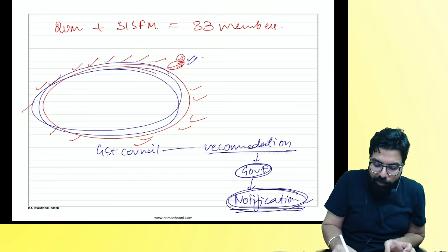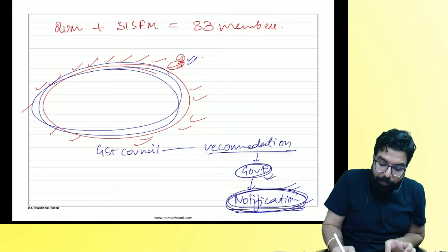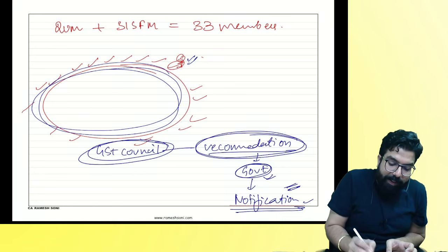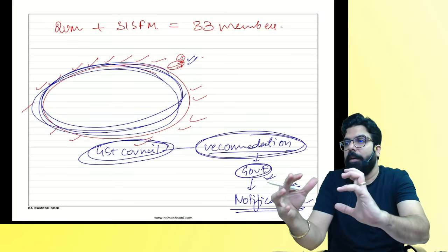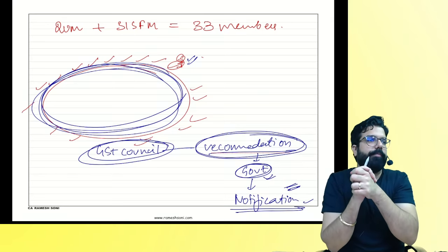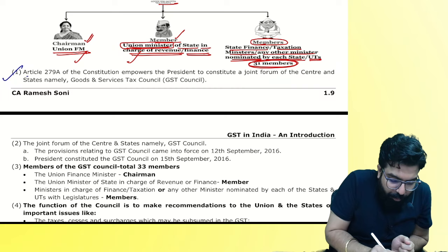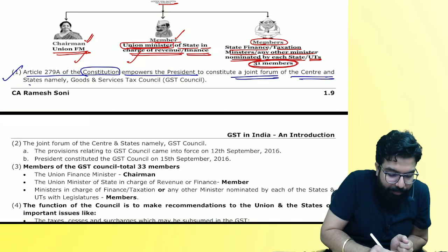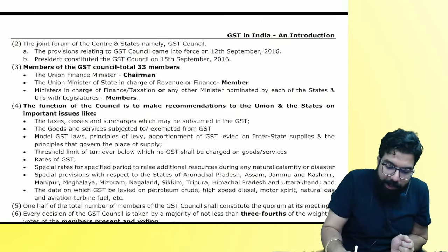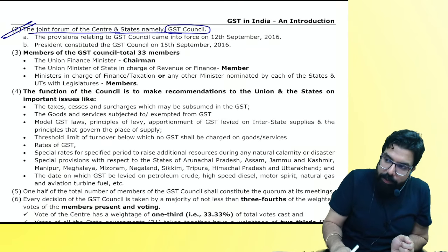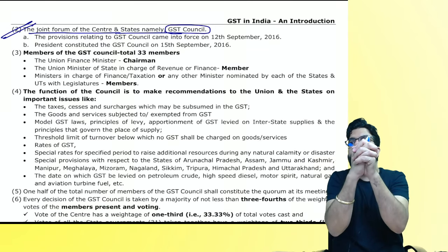Notification means any new change to be brought, the government issues what? But for every notification to be issued, the government takes whose recommendation? The GST Council. And the GST Council is nothing other than a committee formed by whom? The Center and the states together. Are we clear, everyone? That is what is being told over here. Article number 279A of the Constitution empowers the President to constitute a joint forum of the Center and states, which is known as the GST Council.